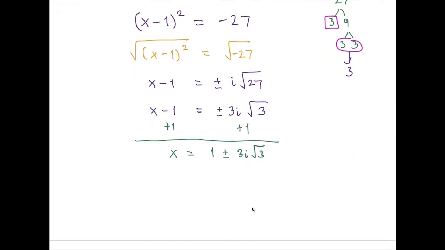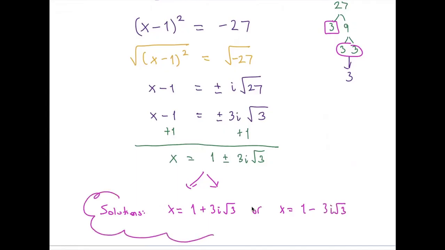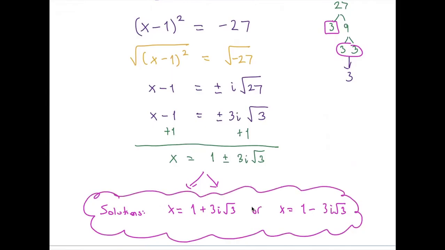And then finally, we can write this into two solutions. So that means that our solutions are going to be x equals 1 plus 3i square root of 3, or x equals 1 minus 3i square root of 3. And those right there represent our solutions to this problem.